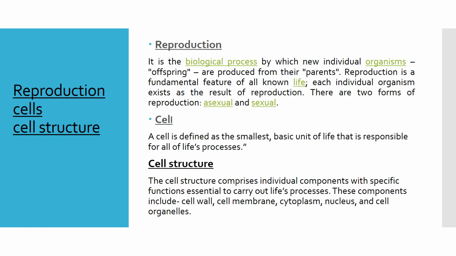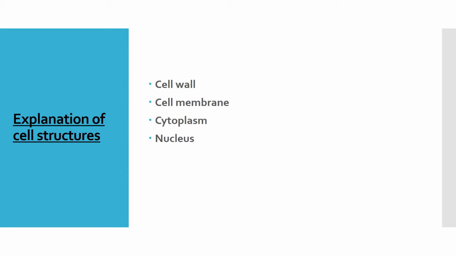The next is cell structure. The cell structure comprises individual components with specific functions essential to carry out life's processes. These components include the cell wall, cell membrane, cytoplasm, nucleus, and more. Next, the explanation of cell structure. Cell wall. The cell wall is the outermost boundary, which is present in the plant cell while it is absent in the animal cell, which will be discussed further.